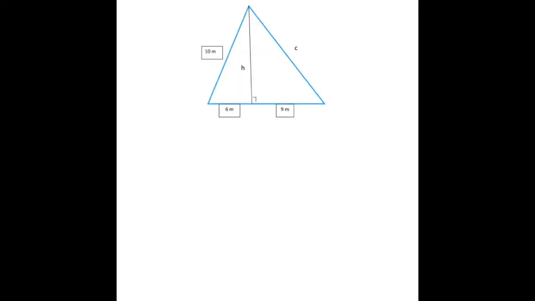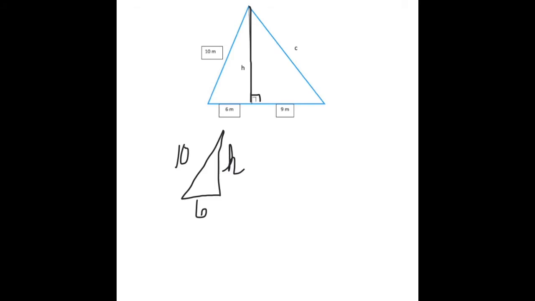All right, so I have a triangle here. This altitude or height drawn in the center is perpendicular to the base, so it forms a right angle. I need to find the measurement of h and the measurement of c to the nearest tenth of a meter. If I break it up, I have a right triangle with a base of 6, a height, h, that I'm trying to find, and a hypotenuse of 10.